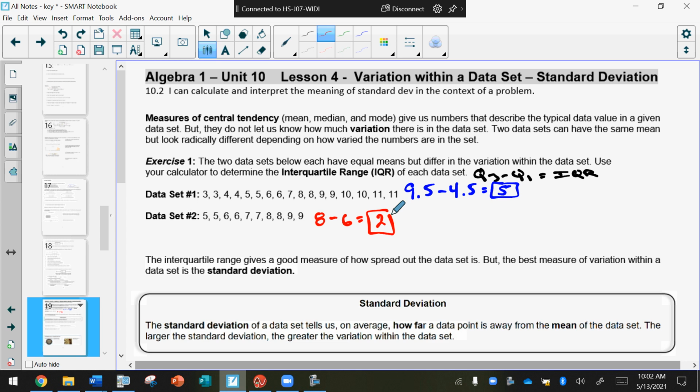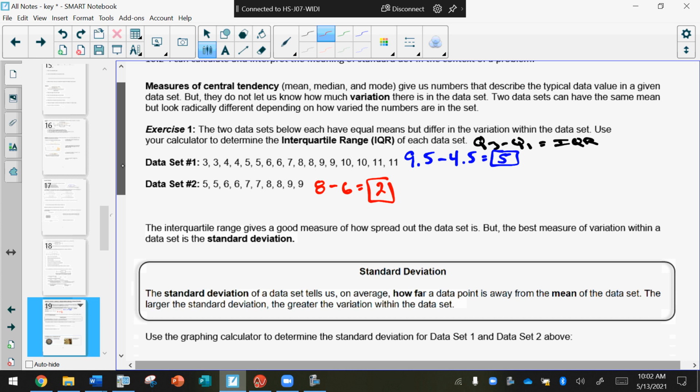Now the interquartile range gives a good measure of how spread out the data is, but the best measure of variation within a data set would be the standard deviation. What the interquartile range is telling us is that half the scores are within 5 points of each other. And then for data set number 2, half the scores are within 2 points of each other. So that's a much less variety, much less spread out because they're closer together. More scores are closer together.